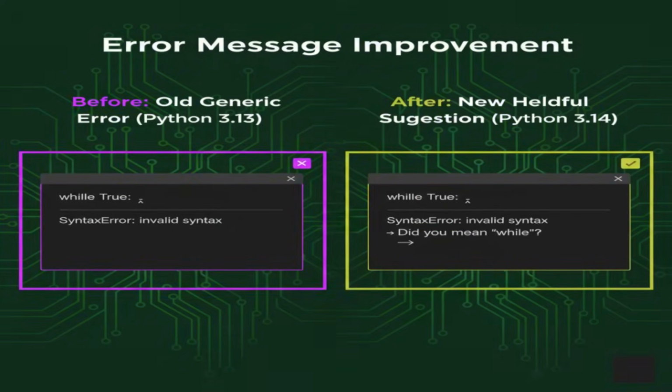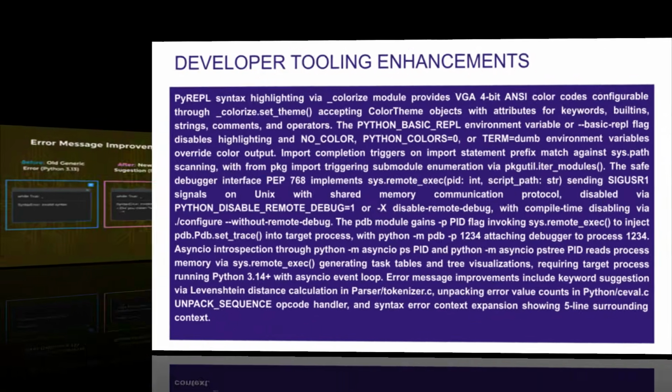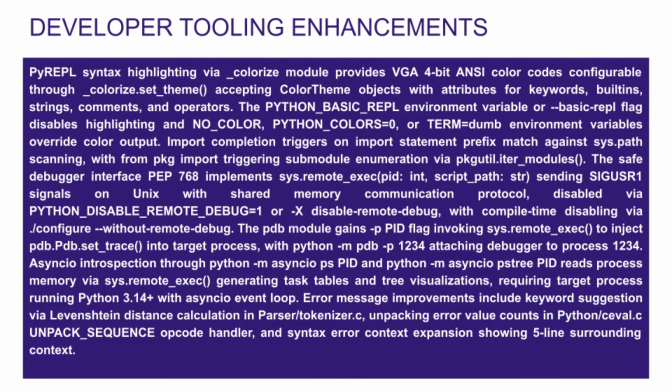Error messages are better across the board. If you misspell a keyword like writing "wile" instead of "while", Python suggests the correction. Unpacking errors tell you how many values you got versus how many you expected. Exception handling without parentheses is now legal for multiple exception types when you don't need the as clause. These might seem small, but they add up to a significantly better development experience.